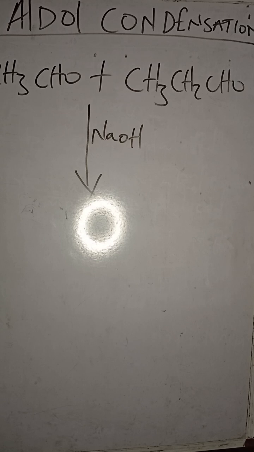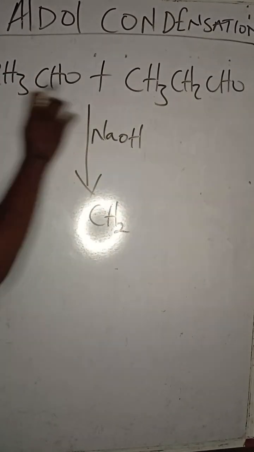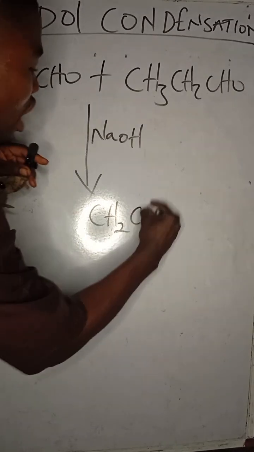Now, the way to get the product is very simple. The carbonyl compound with the shorter chain loses the alpha hydrogen. This is the alpha carbon. This is the root, the functional group. The next carbon is the alpha carbon. It loses an alpha hydrogen, and we have this.